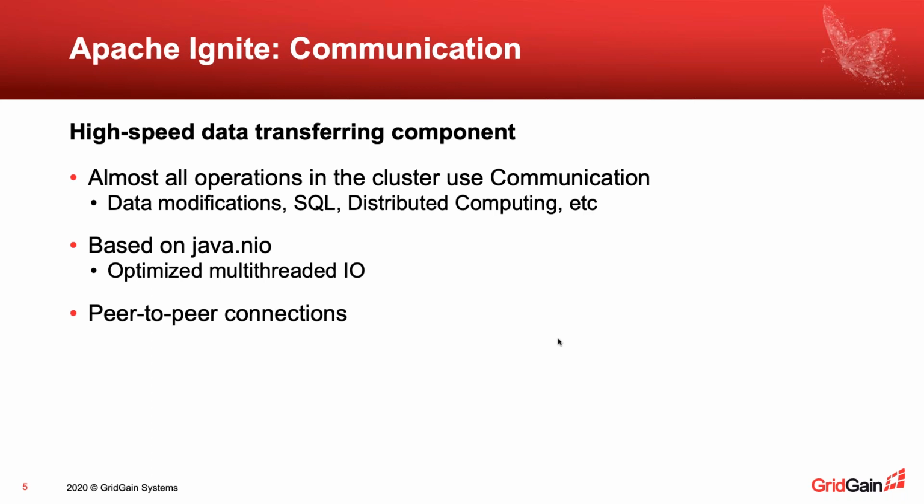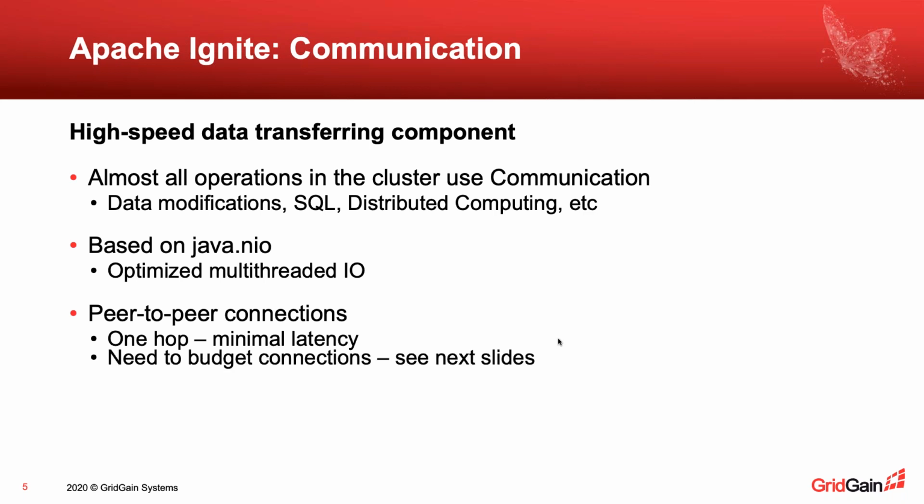And to minimize the latency, the protocol communication subsystem is using peer-to-peer connections. So every node is connected to every other node in terms of communication component. And by doing that, we can achieve minimal latency. We can transfer data from one node to another with just a single hop.